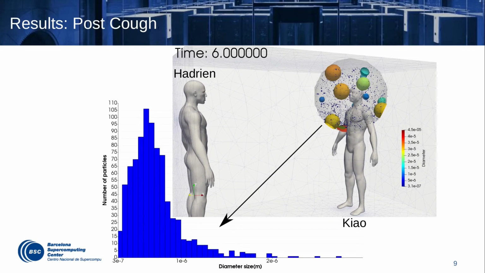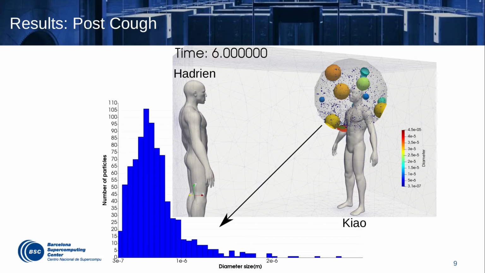Now let's have a look at the post-cough results. So just to recall, we interpolate the velocity field, pressure field, temperature field, and water vapor fraction field from the cough simulation on the mesh M2. Then also, of course, the droplet positions and properties. And we continue the simulation during 10 minutes.